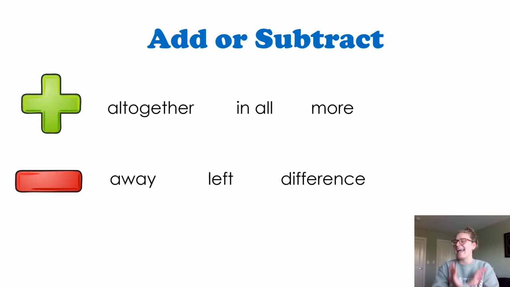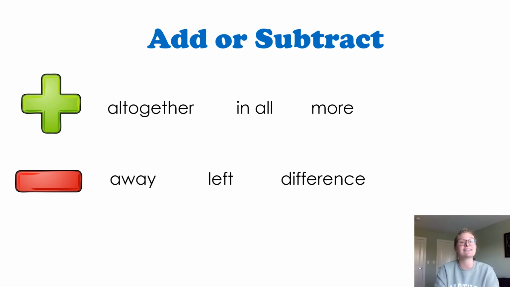Before you start filling in any of the blanks on the sentence frame for the word problem, you must decide, should my word problem be about addition or should it be about subtraction? If you're choosing for your word problem to be about addition, you're going to use those words listed at the top of the screen. Let's read them together. All together, in all, more.